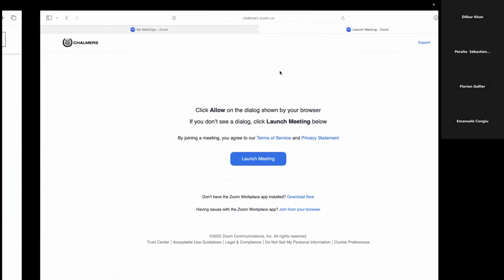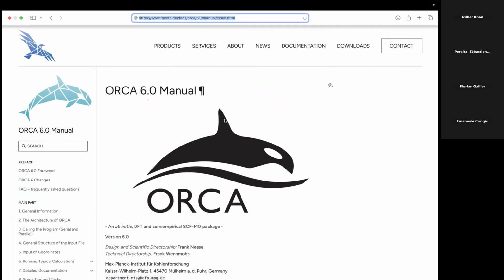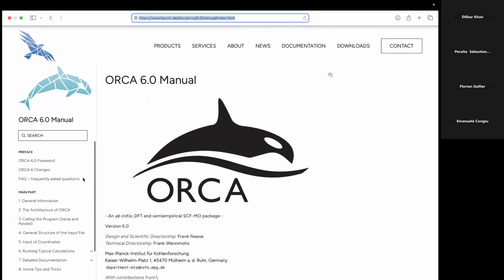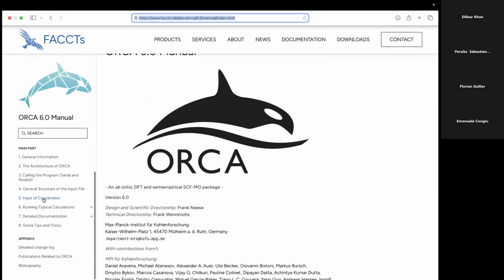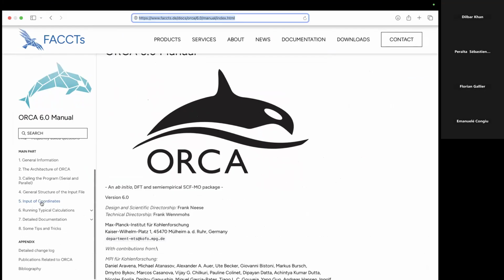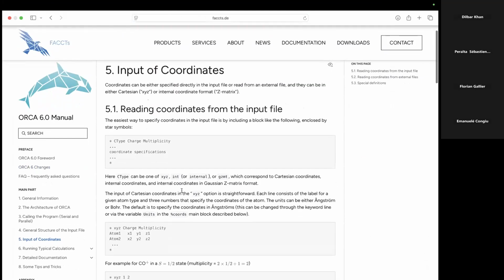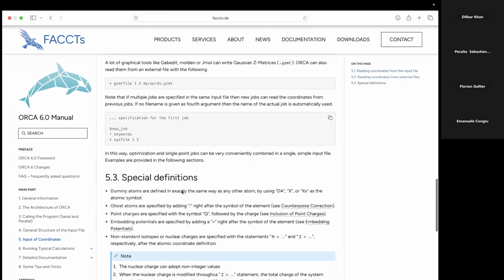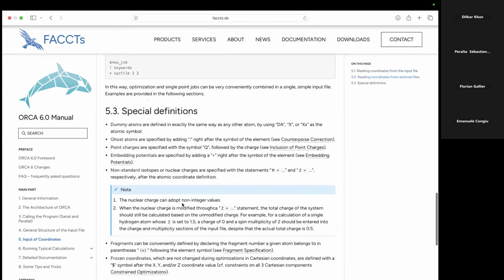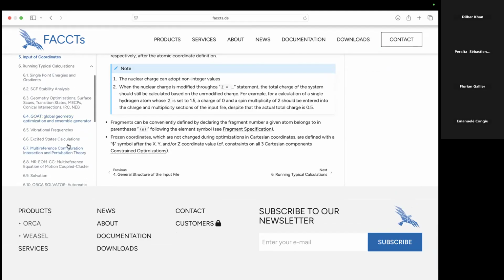Okay, good. Now let's look at the manual. It's very important. So you can see different information and how to run computations. It has very detailed information about the input structure of your input file and all the definitions. It's very important you go through it. And also the typical calculations you can do. You can see here many different options.